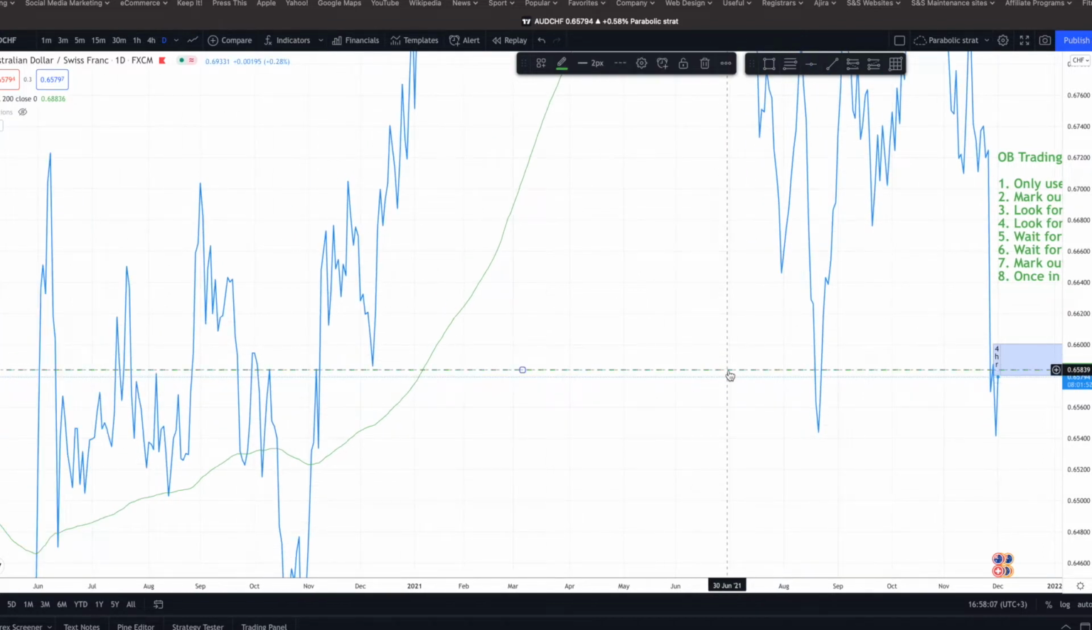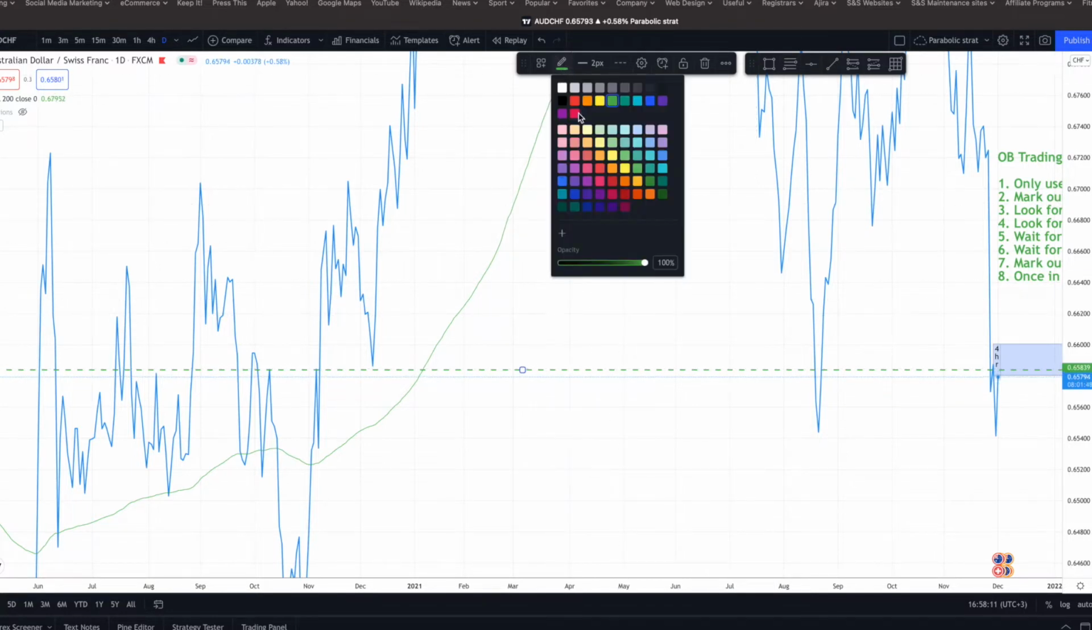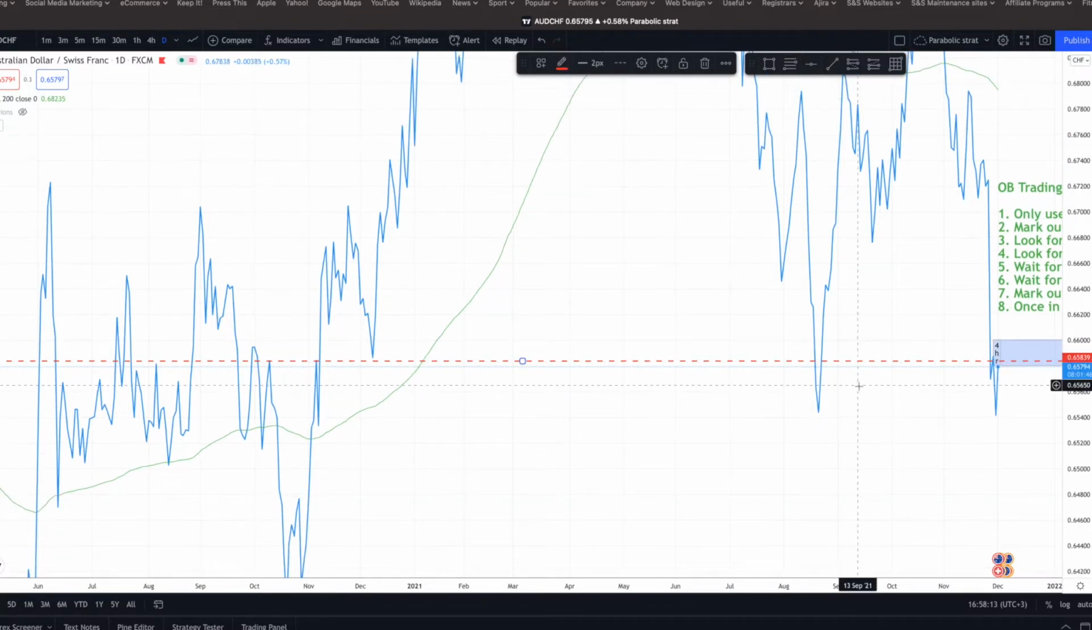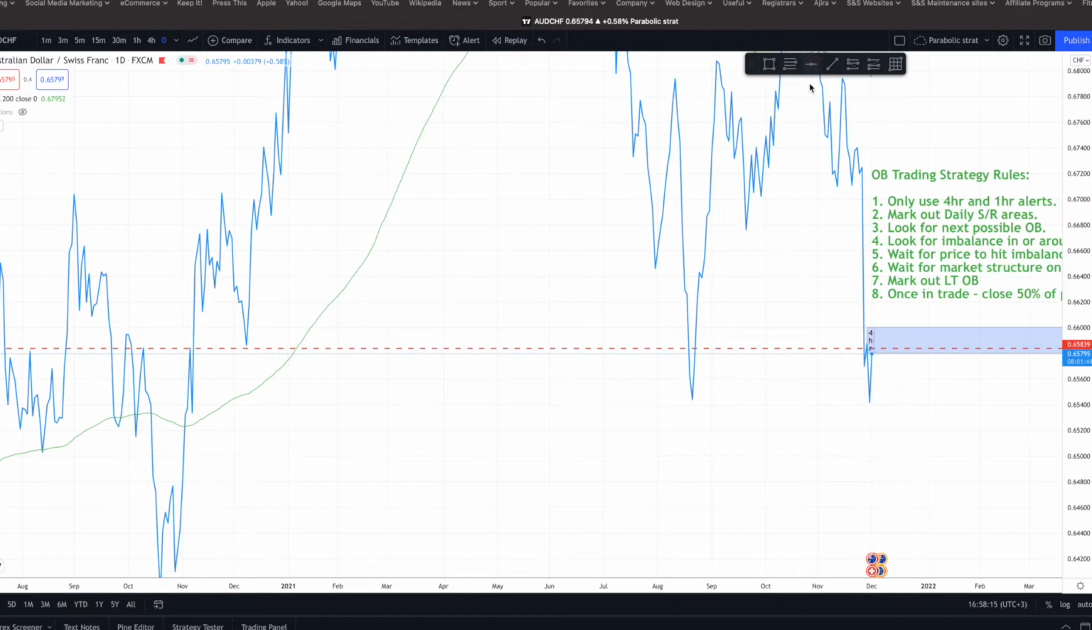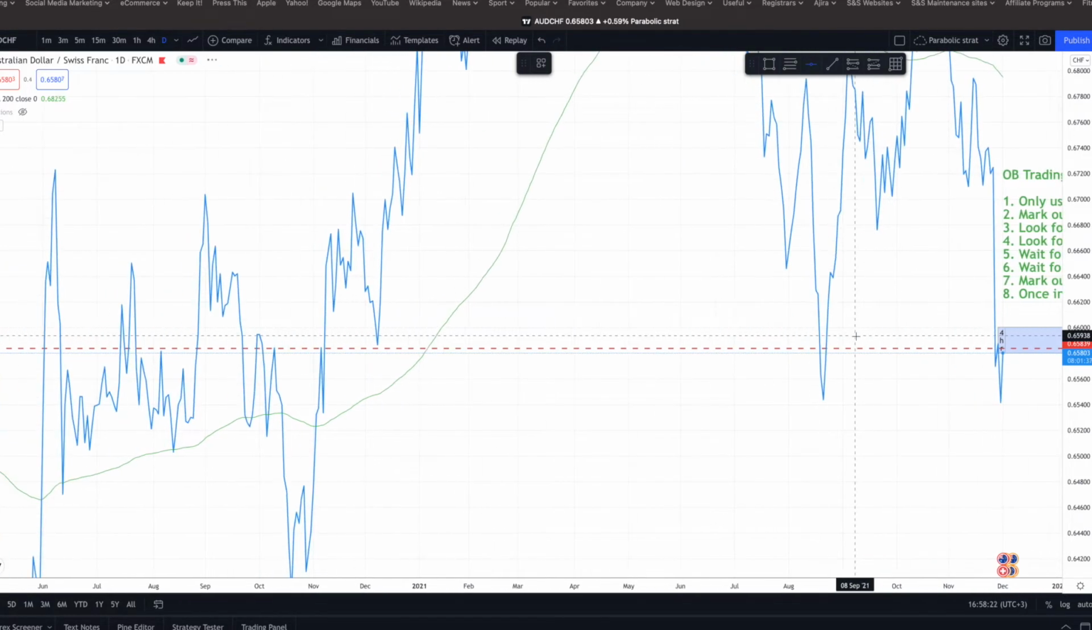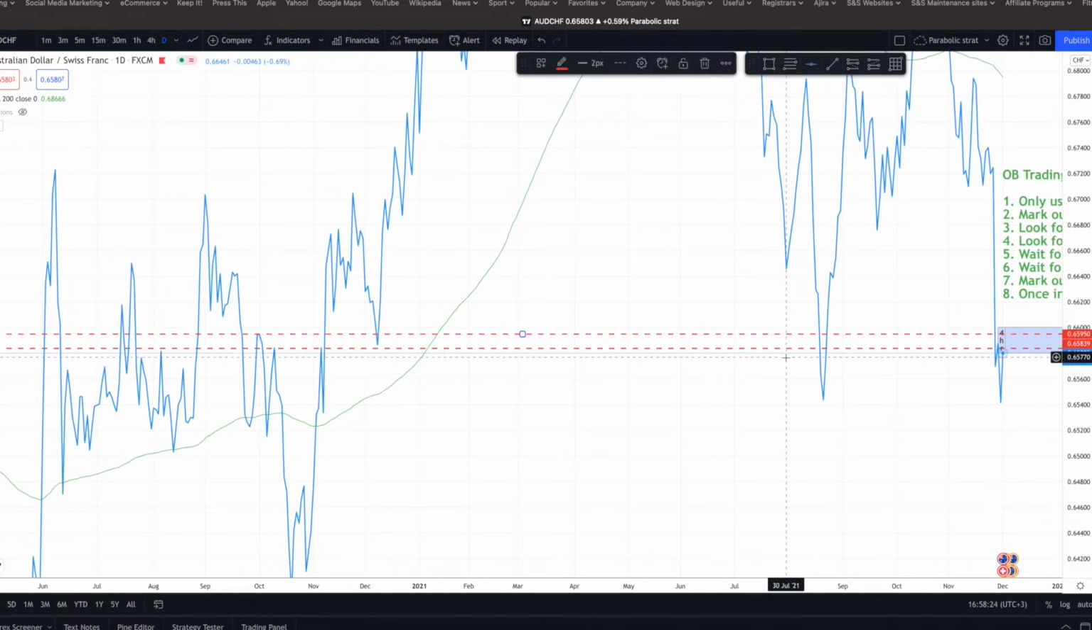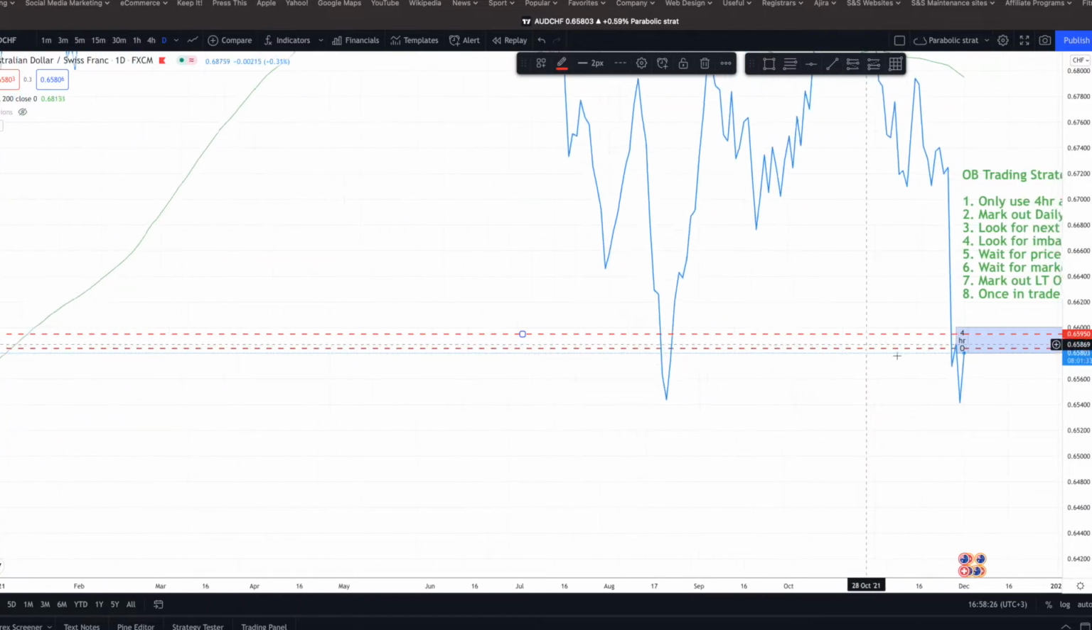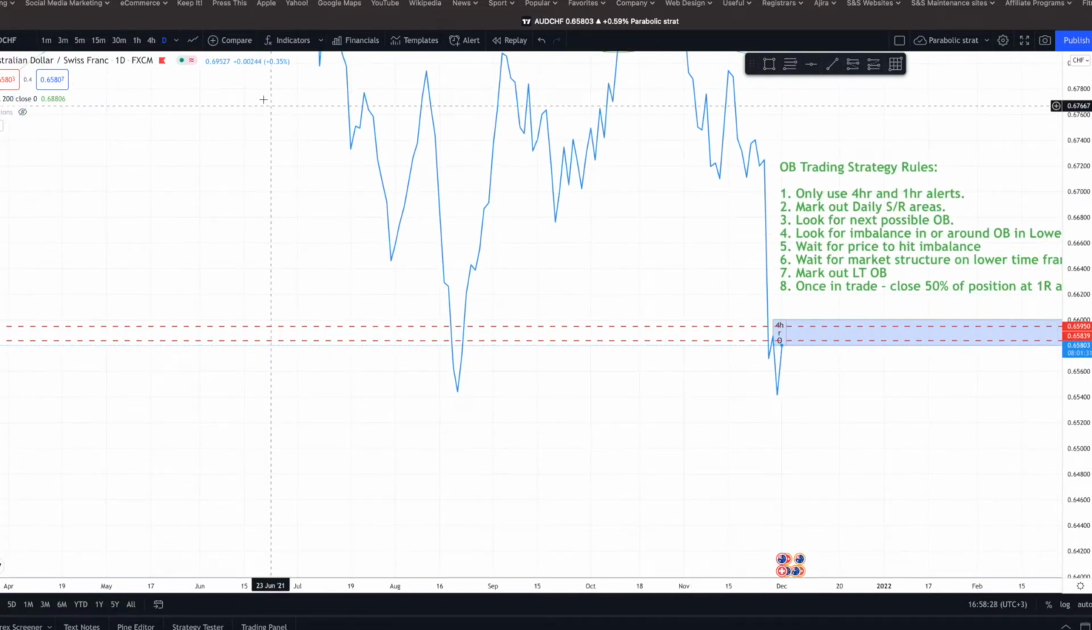maybe over there. I'm going to make that red. And then maybe, let's see, there's something a little bit higher. There's that over there. You can take maybe that one over there. These, I mean, you don't have to be 100% exact. If you know how to find areas of support and resistance, you don't have to do this step.